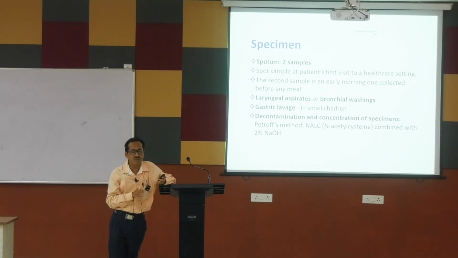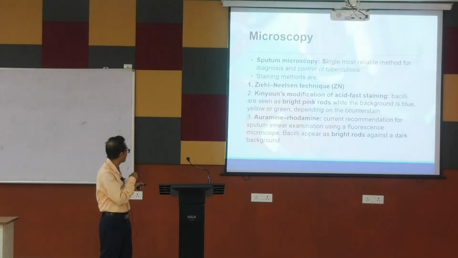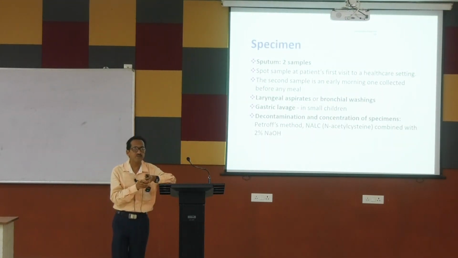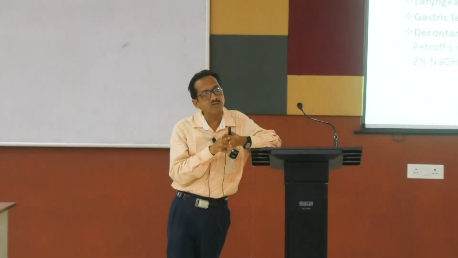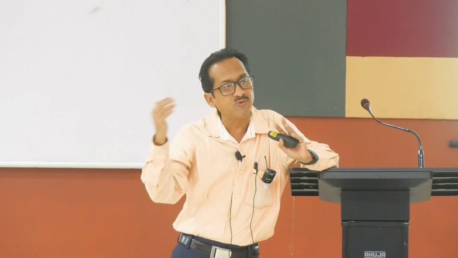What is the most common decontamination and concentration method used? These are the few methods. Petroff's method. What is the chemical used in Petroff's method for decontamination? It is 4% NaOH. Since 4% NaOH is basic, you have to neutralize it with 8% hydrochloric acid, HCl. So if you use Petroff's method, you have to use 4% NaOH and neutralize with HCl.